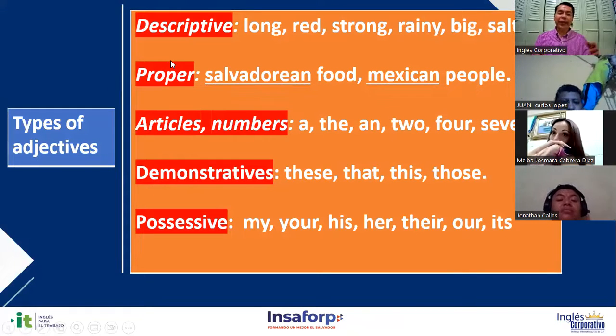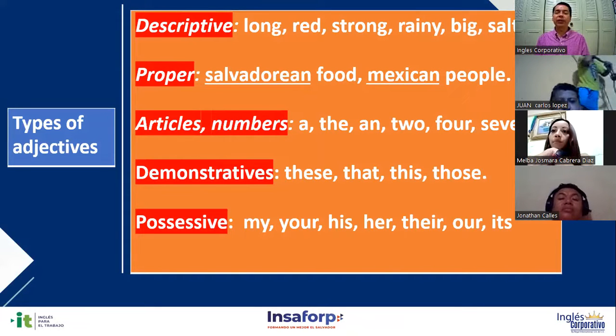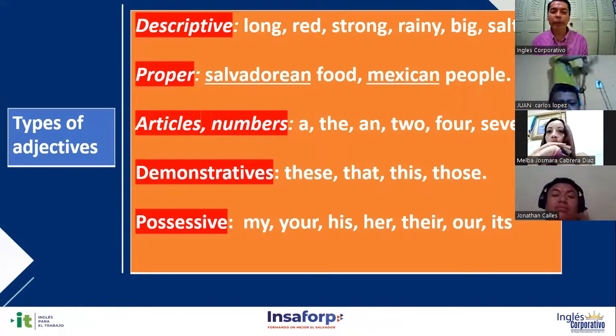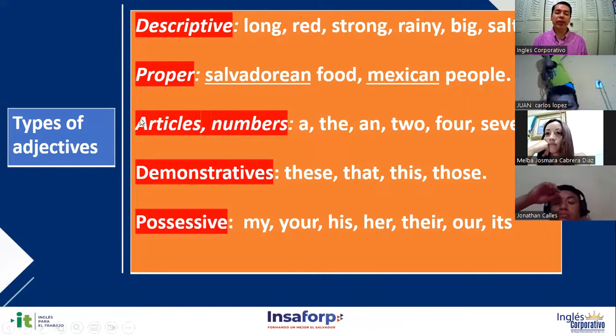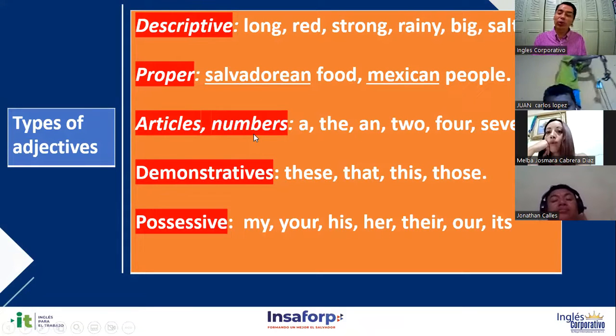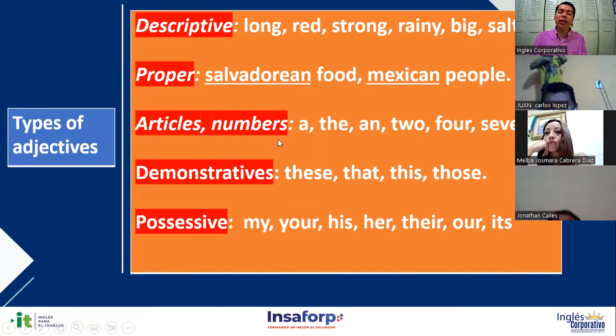Descriptive: long, red, strong, rainy, big, salty, right? Propios, adjetivos propios. Salvadorian food, right? Pupusas, sopa de patas, right? Salvadorian food. Mexican people. So those are proper. Articles and numbers. Todos los artículos y los números, todos son adjetivos, right? Quiere decir que los adjetivos son infinitos. A, the, and, two, four, seven, those are adjectives.